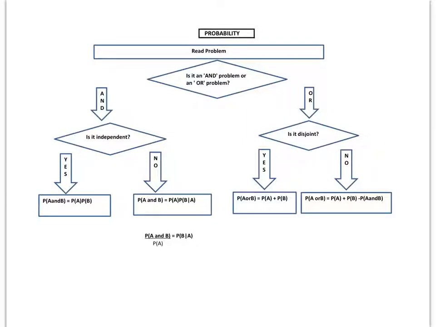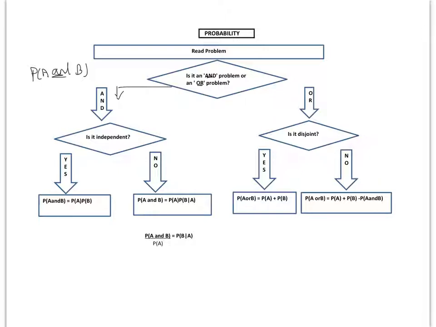Now when you're solving problems in chapter 10 and you see the word "and" or "or" in the event that you're trying to figure out the probability for, for example, if you have to figure out the probability of A and B, then go in this direction and follow the logic diagram. Basically, I'm going to call this an AND problem.